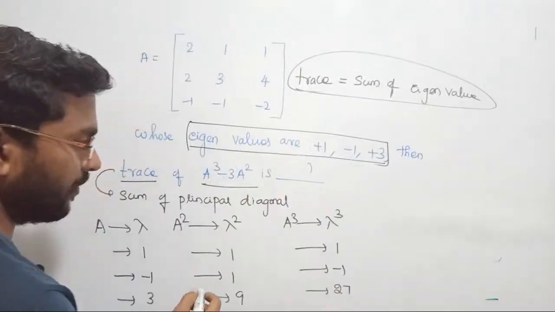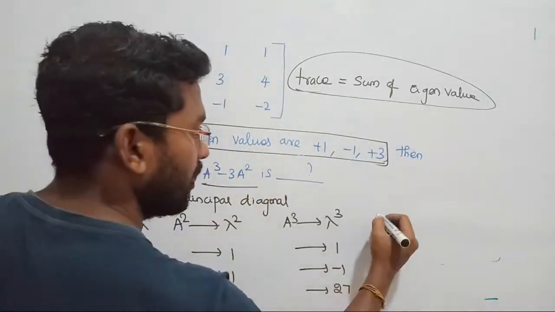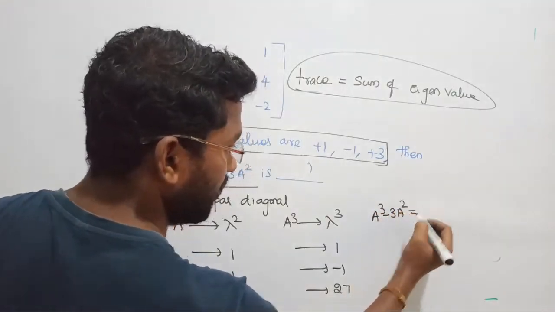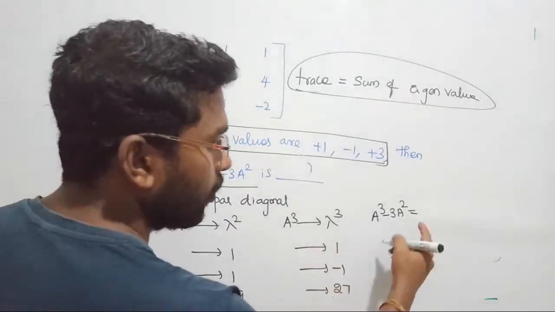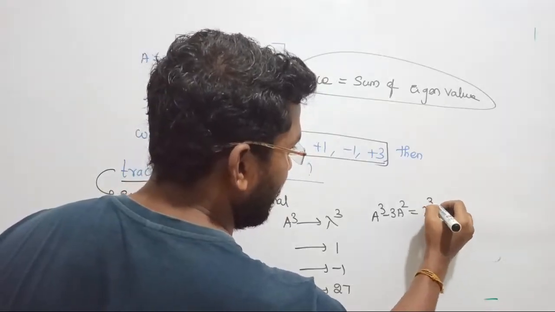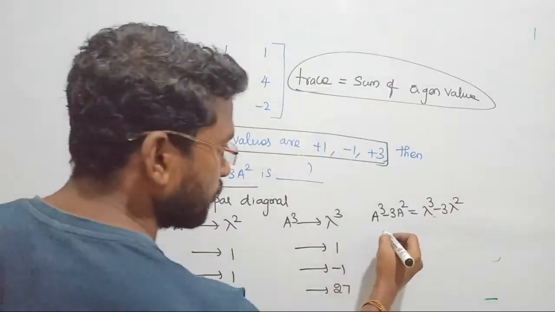Now, what is the conclusion here? The question is, I am in need of A cube minus 3 times A square. Let us try A cube minus 3 times A square. That should be equal to A cube, what? See, for A cube, let us write. One of the answers, right? So, what will its corresponding eigenvalue be? That is lambda cube minus 3 times lambda square. Now the answer is going to be what?